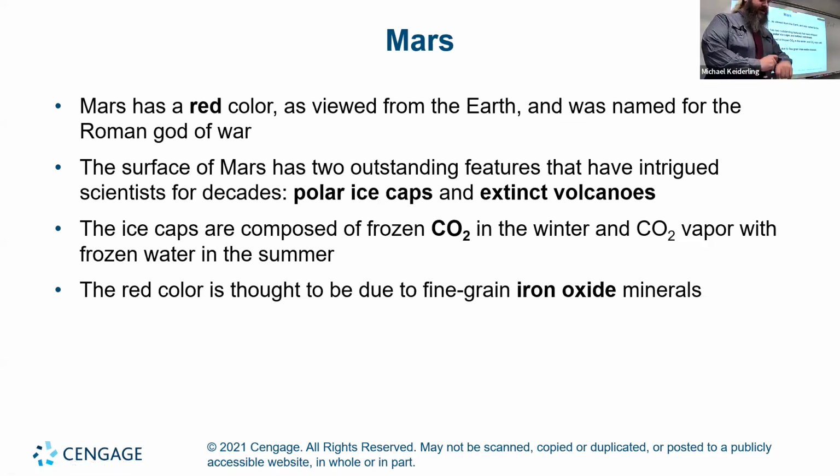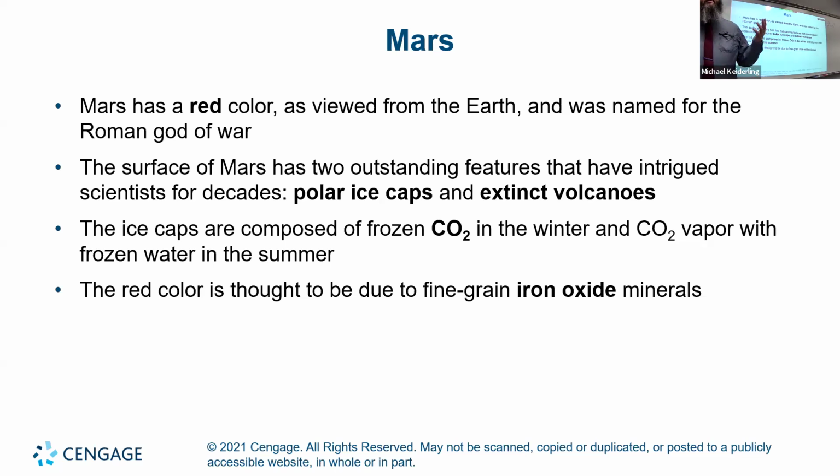Let's see. Well, I'll quickly read out about Mars, but Mars is the most visited other planet in the solar system. So Mars has a red color as viewed from Earth, and it was named after the Roman god of war. And the surface of Mars has two outstanding features that have intrigued scientists for decades. It has polar ice caps and extinct volcanoes.